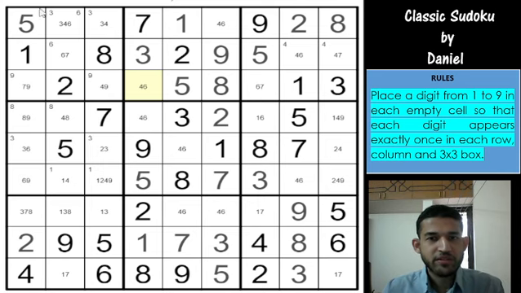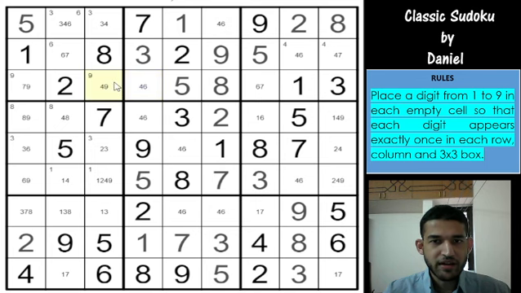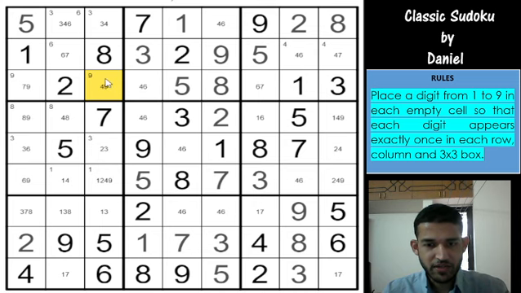Yes, okay, this seems to be a chain, guys. I'm going to use it because I'm not seeing anything better here. So this cell cannot take a 4. This cell can't take a 4, and you'll see why. So suppose, let's say you have a 4 here. I'll remove the corner pencil mark of 9 from there.